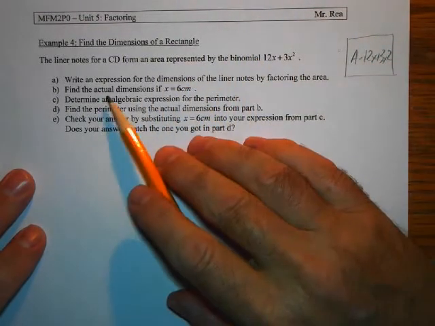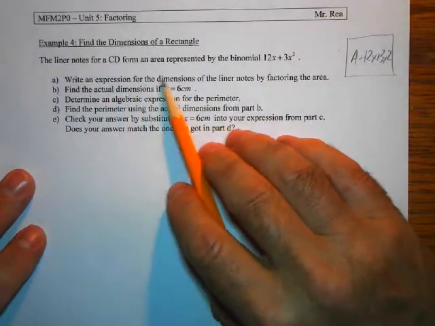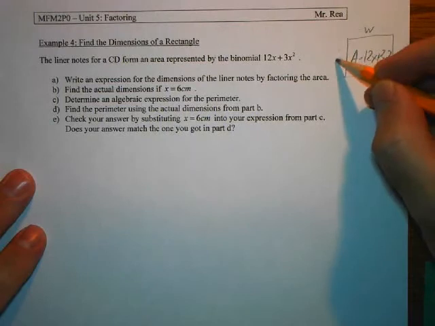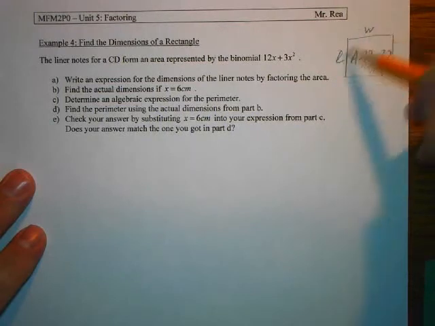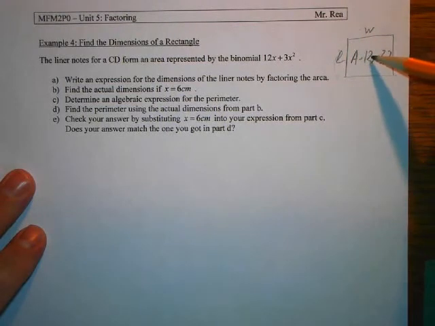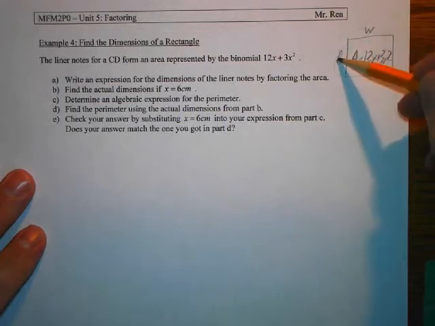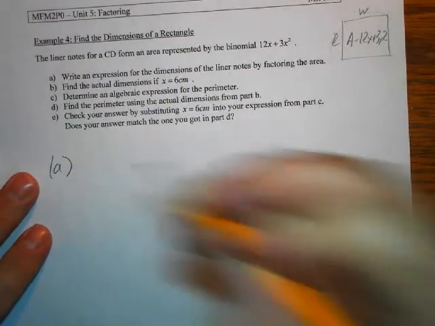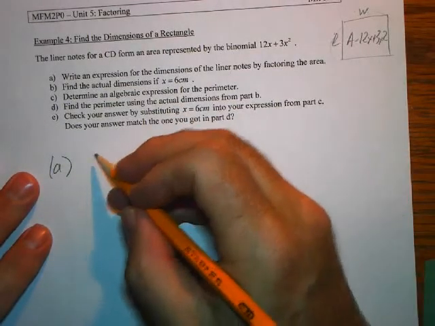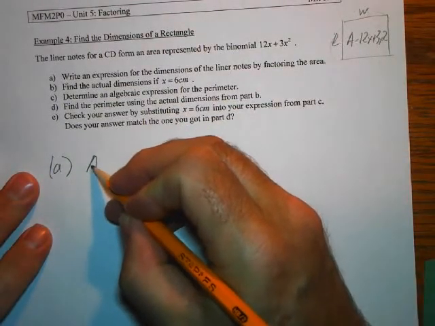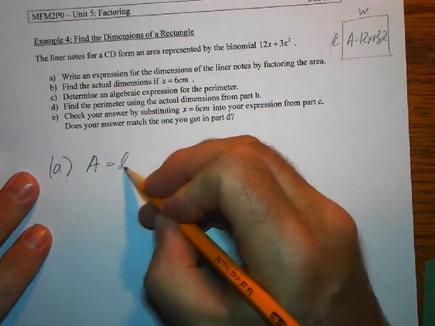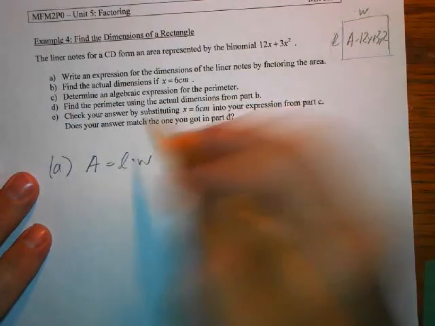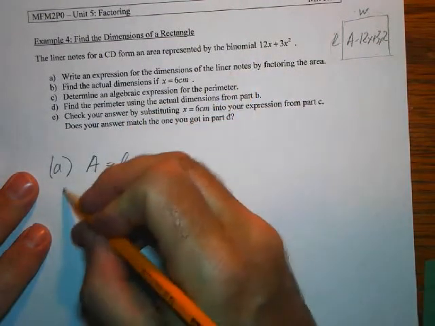So what do they want? Write an expression for the dimensions of the liner notes. So we've got the width and the length of the liner notes. They want expressions for these two things. So let's write out what we know. We know the area is equal to the length times the width. We actually know the area is 12x plus 3x squared.